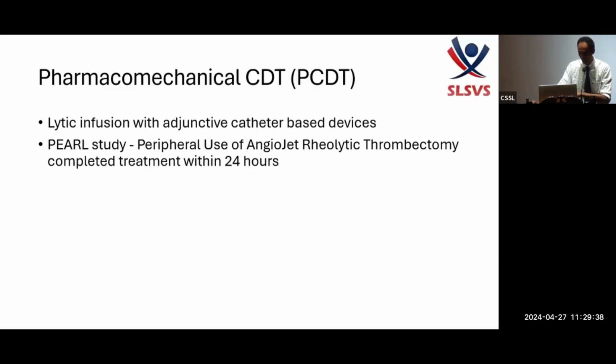So there's a gadget called AngioJet where the thrombolytic agent lyses the clot, and the gadget will aspirate the clots at the same time. So this technique will complete the treatment within 24 hours because it aspirates the clot. But as you know, the conventional CDT will take about 48 to 72 hours to complete the treatment.